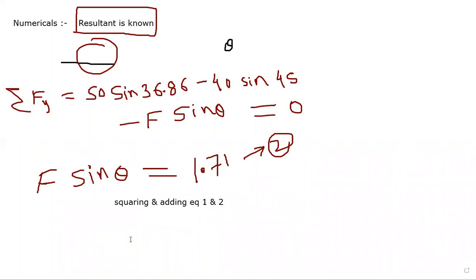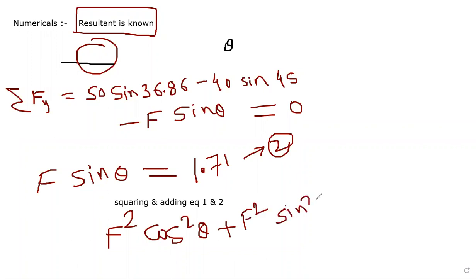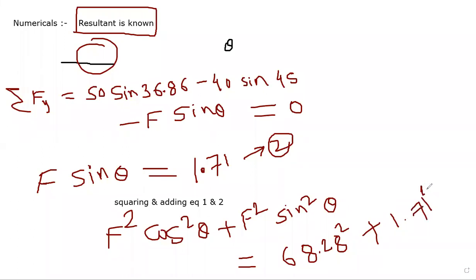So F square cos square theta plus F square sin square theta is equal to 68.28 square plus 1.71 square. So cos square plus sin square theta is equal to 1.